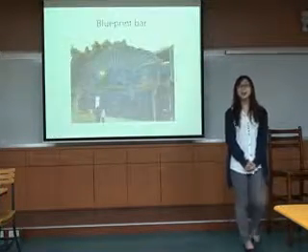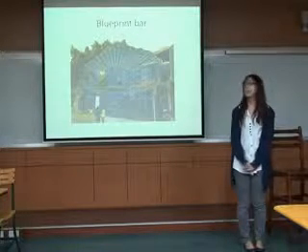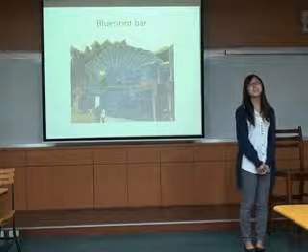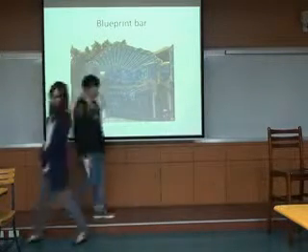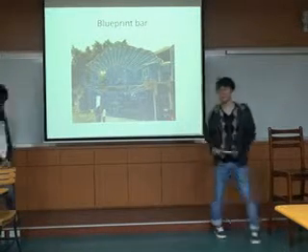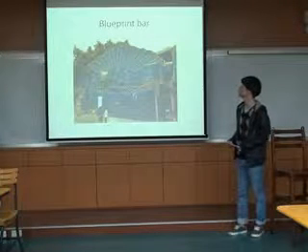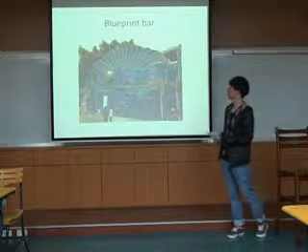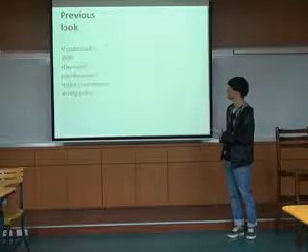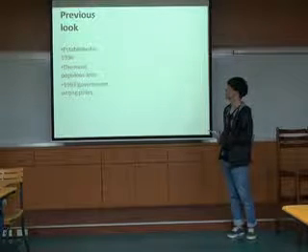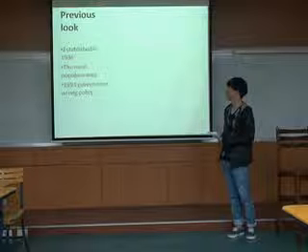Okay, so after we see the two spots in Tainan, Harry is going to take you to the third and the fourth spot. Hello everyone. And now I'm going to introduce the Blueprint Bar. You can see it's all blue on the building. Next, let me introduce you to the previous look of the building.